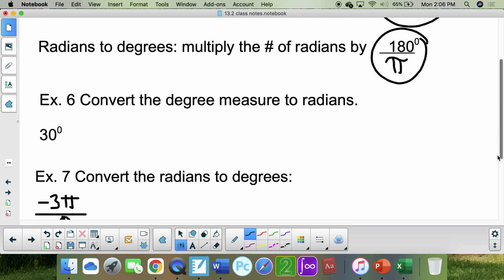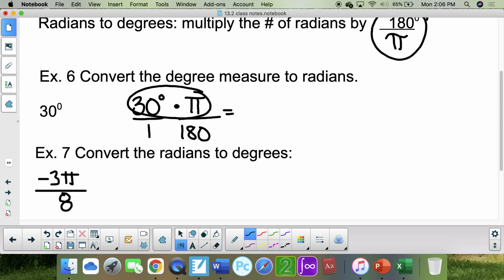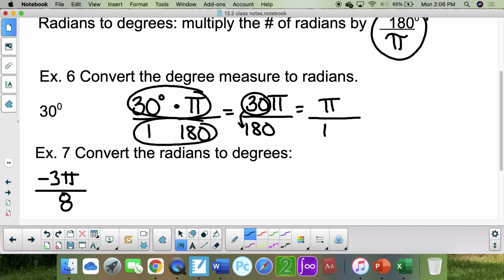So, how do you convert the degree measure to a radian? You're just going to take 30 degrees and multiply it by pi over 180. You can put this over 1, and all you do is multiply the numerator. You get 30 pi. Multiply the denominator, 180. 30 goes into 180 6 times, so it's pi over 6. 30 degrees is the same thing as pi over 6, and you'll need to know that for trigonometry.